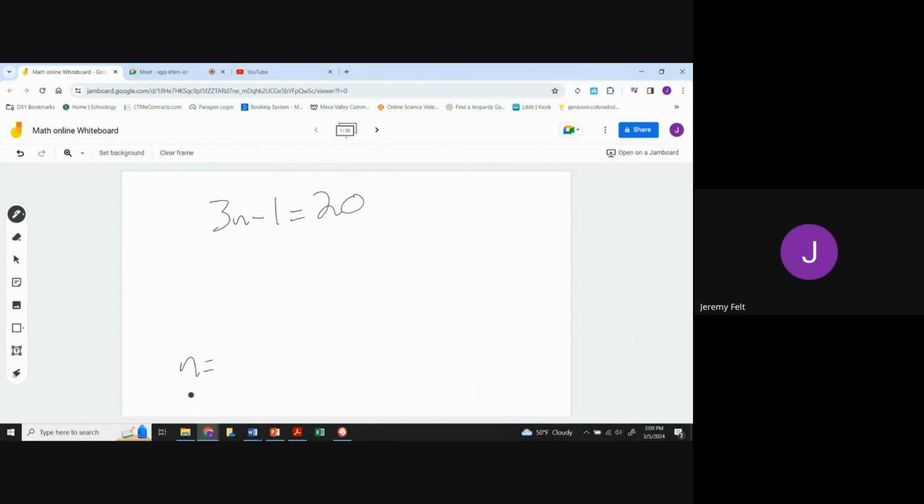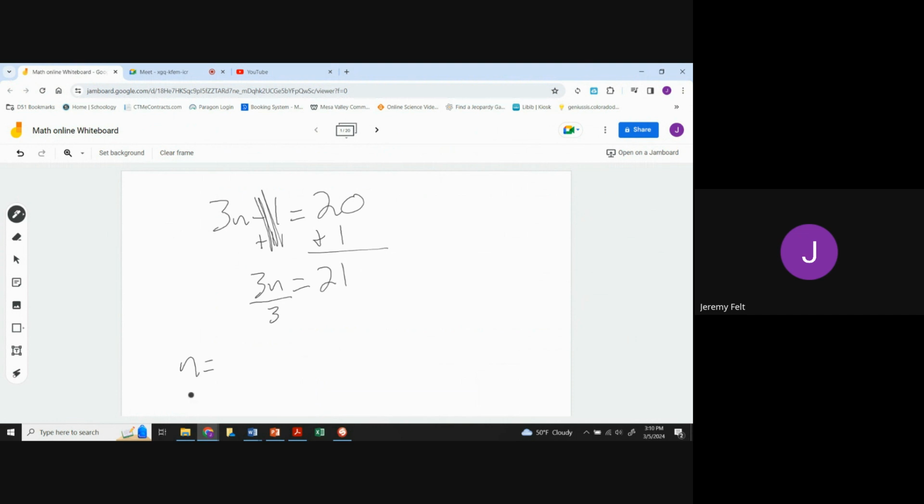So I have 3 times n minus 1 equals 20. This minus 1 I want to get rid of, so I can add 1. If I do it to the left side, I have to do it to the right side. I have 3n minus now 0, which is just 3n, equals 20 plus 1, so 21. Coefficient next to a variable, we have multiplication. We don't draw in the multiplication symbol, but we know it is multiplication. 3 times this number equals 21.